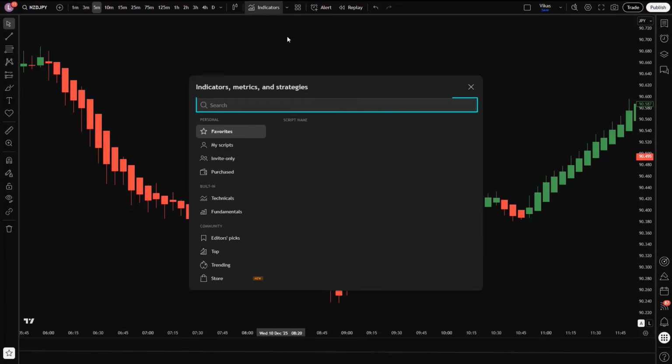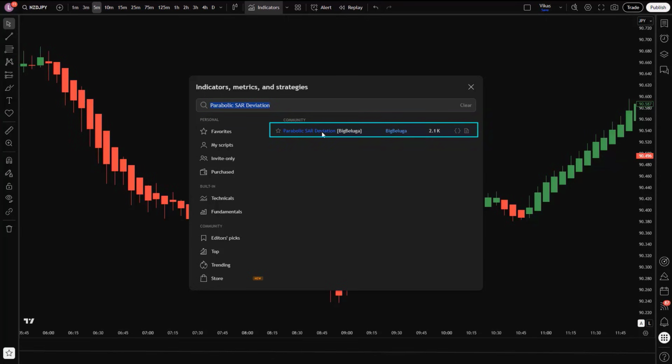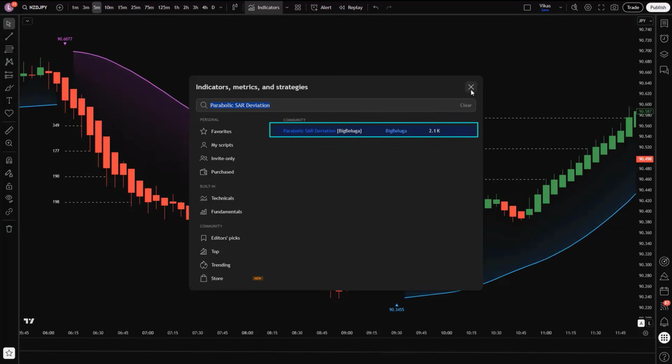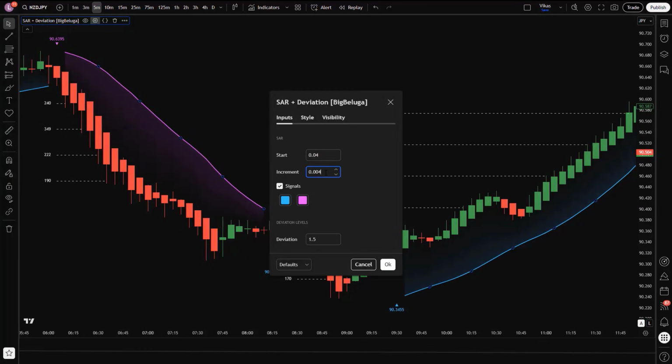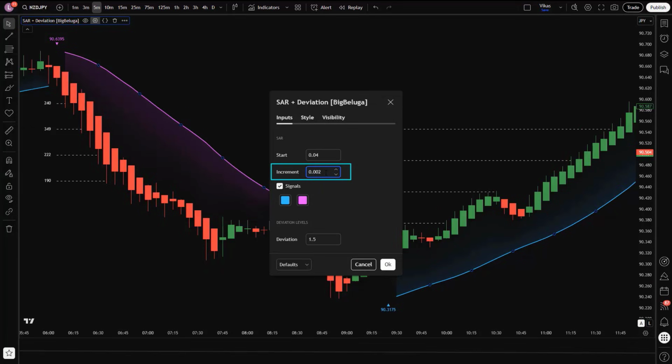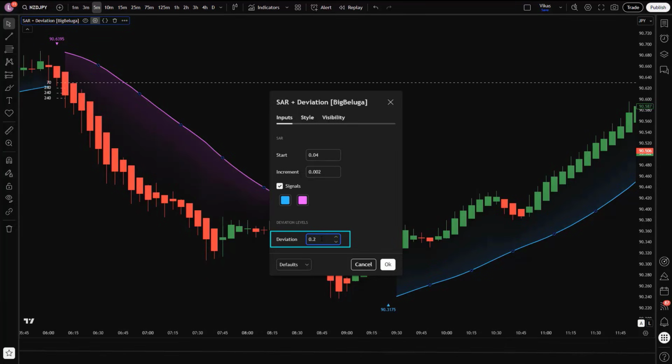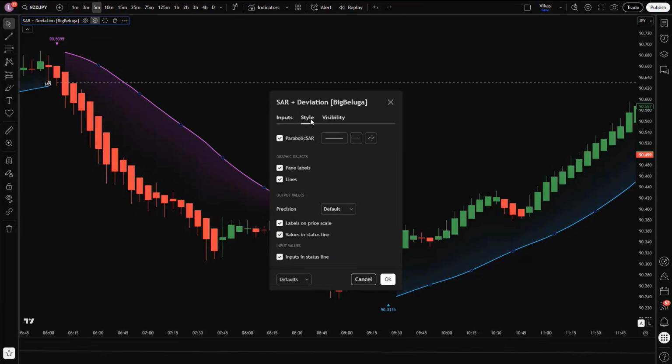First of all, we will search the Parabolic SAR indicator in the search box of TradingView. After that, we have to click on the Parabolic SAR option, in which we have to change some settings. We have to change this start option from 0.01 to 0.04. Change this increment option from 0.004 to 0.002. Change this deviation option from 1.5 to 0.1. We need to hide these options.